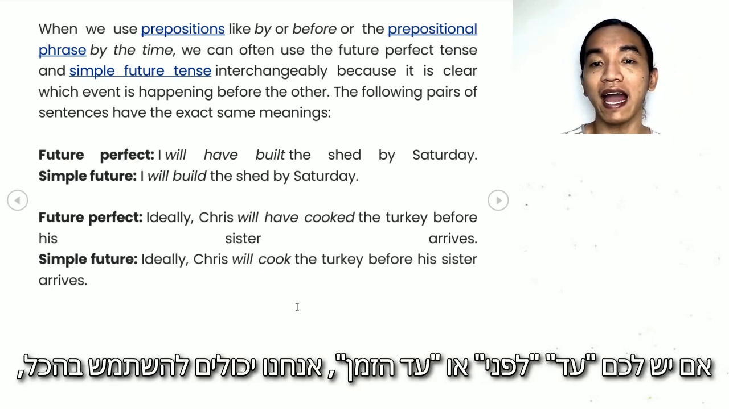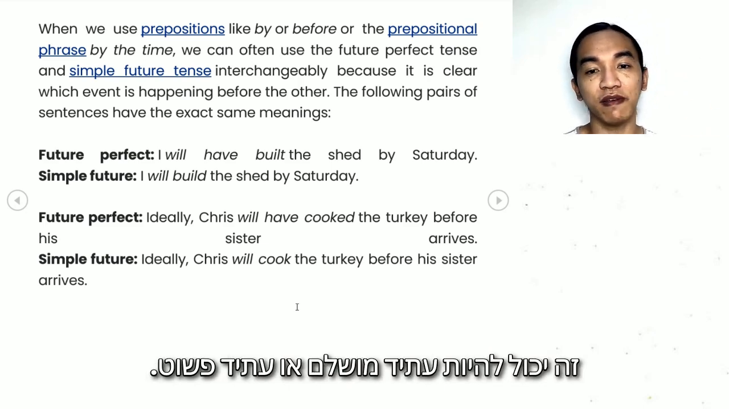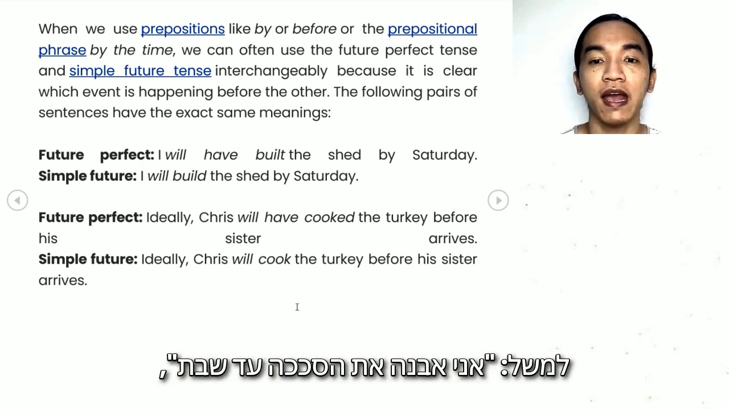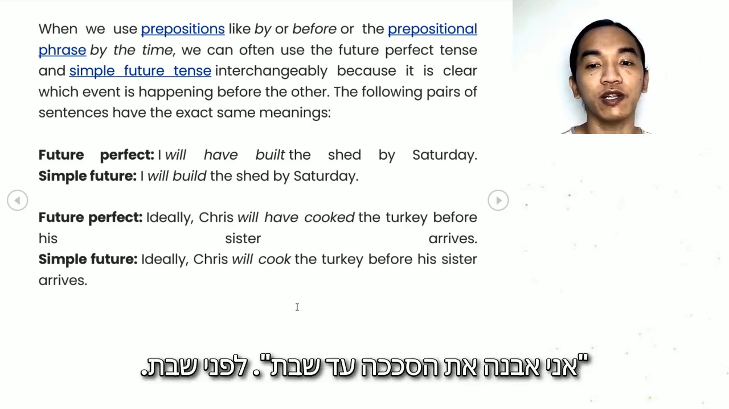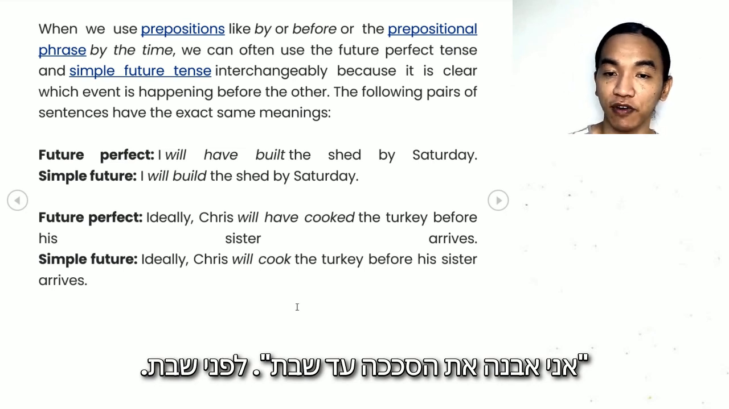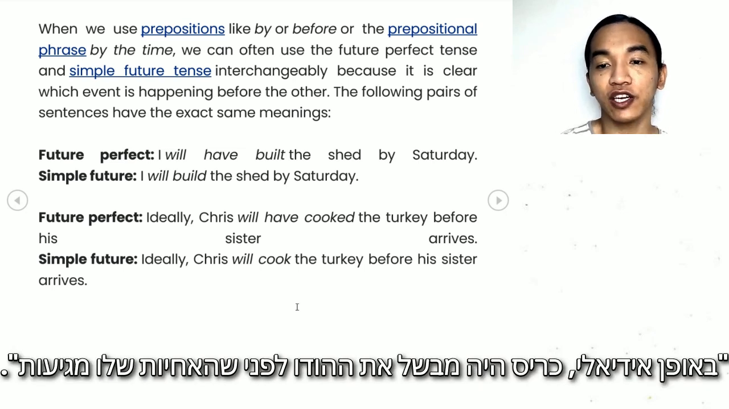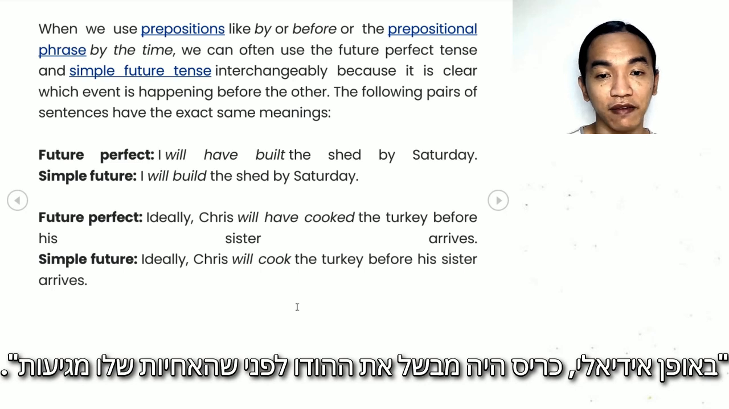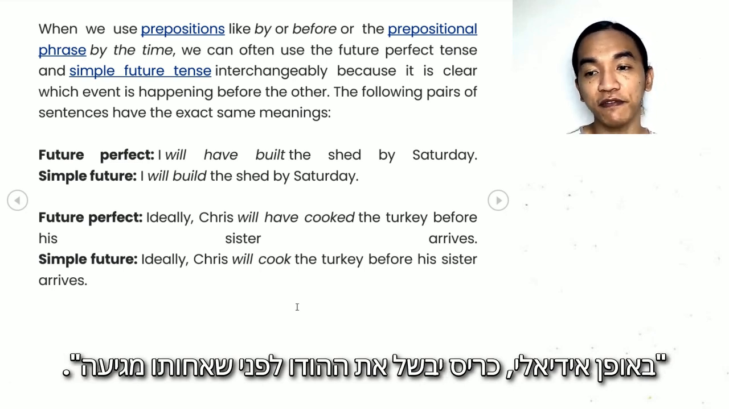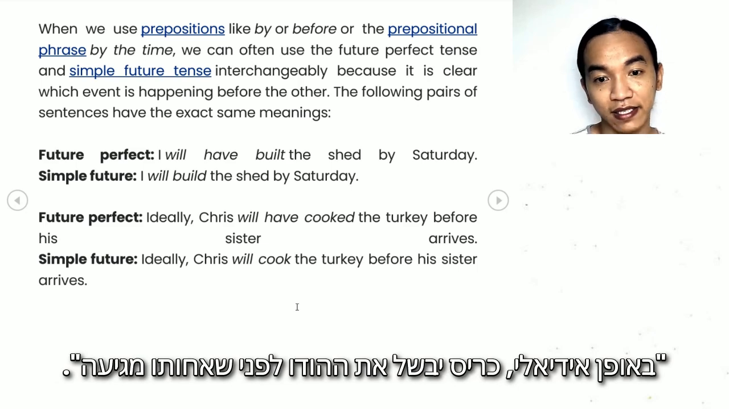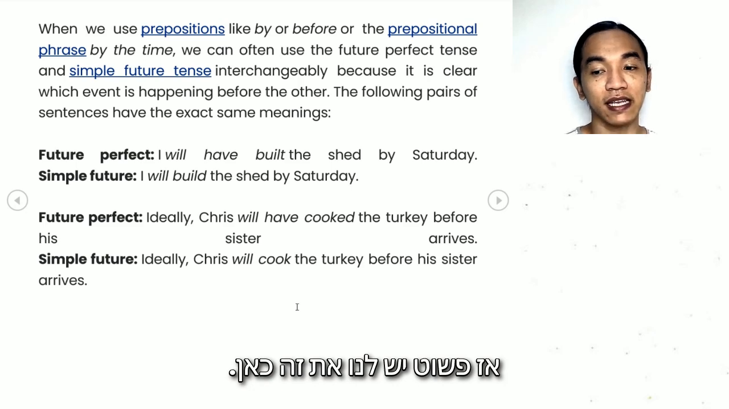If you have by, before, or by the time, we can use either one. It could be future perfect or simple future. For example, I will have built the shed by Saturday. Or, I will build the shed by Saturday. Before Saturday. Ideally, Chris will have cooked the turkey before his sisters arrive. Or, ideally, Chris will cook the turkey before his sisters arrive.